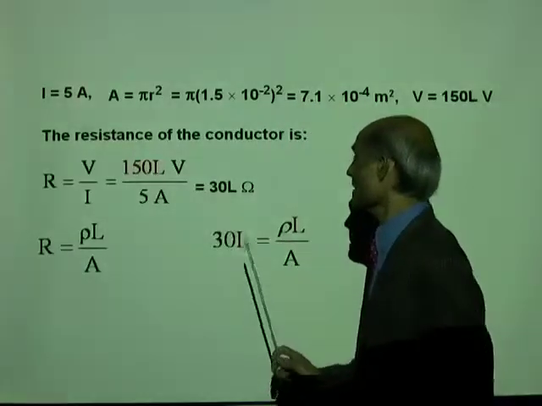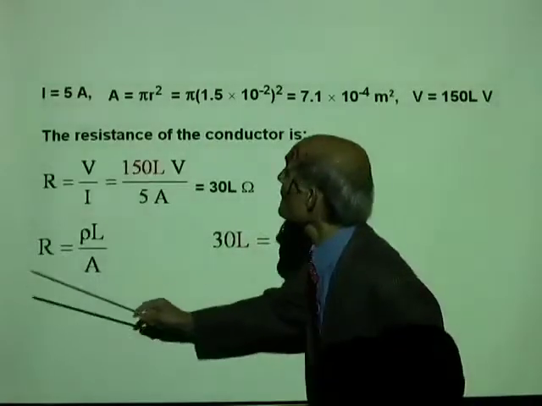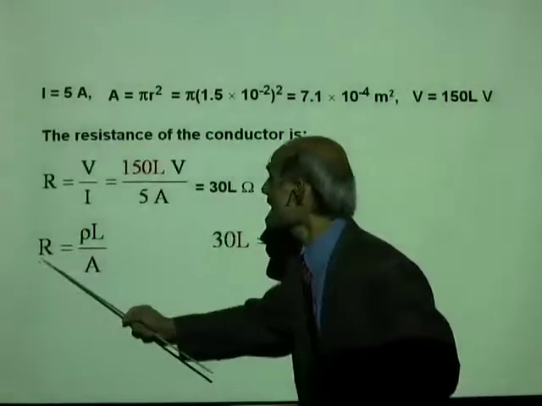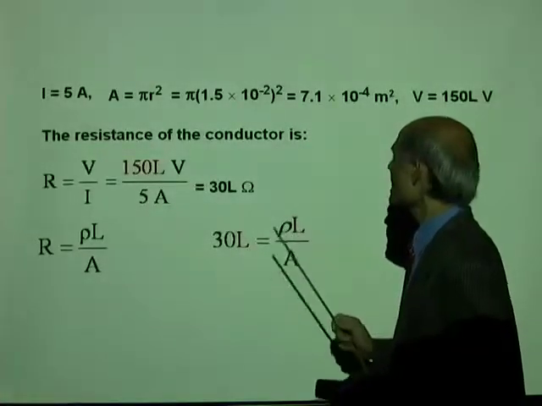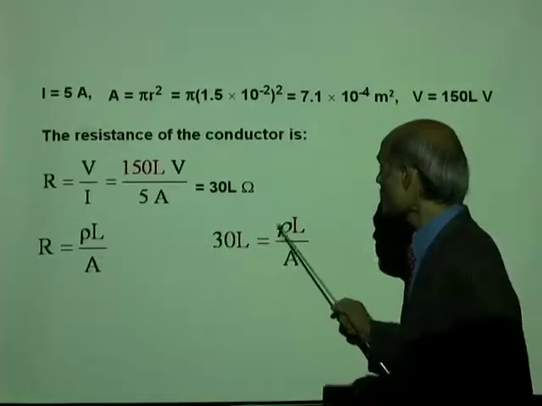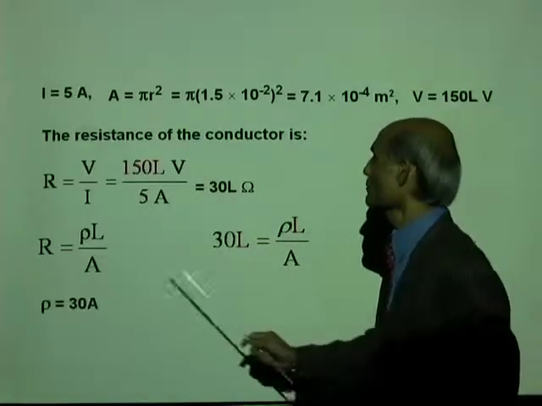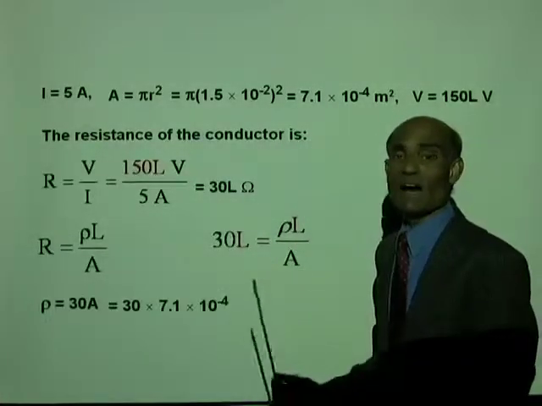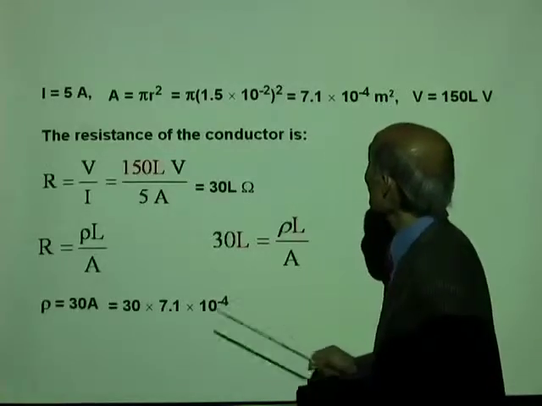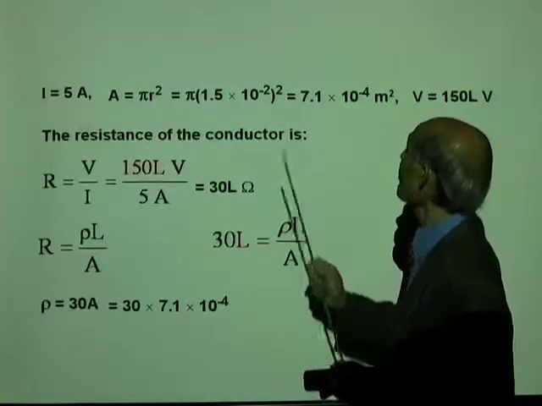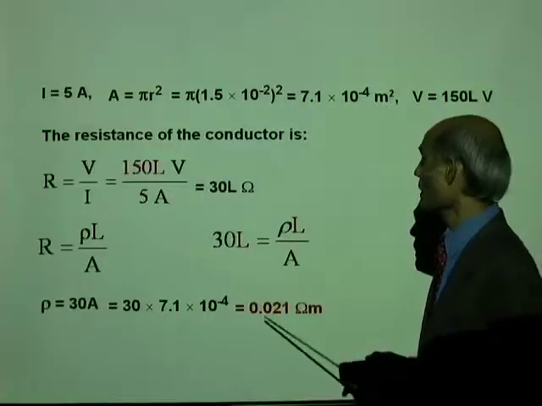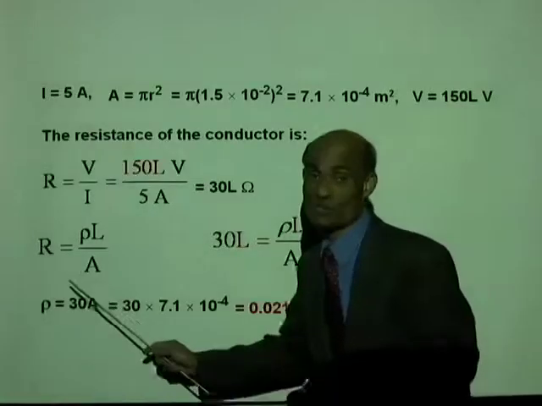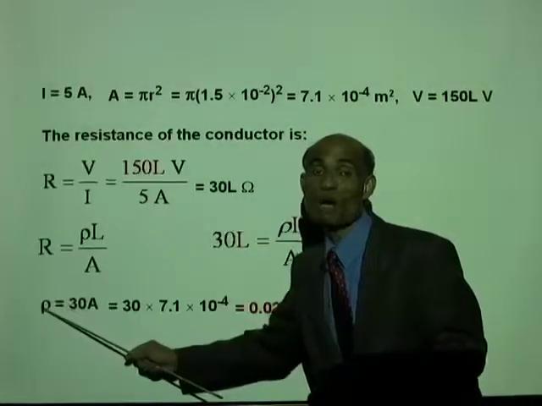Well, we don't need the length. We got R, we replace R by, what is our R? 30L. So 30L equal to rho L over A, and the length will cancel. We get therefore rho equal to 30A, and that will be 30 times the area of cross section, which we know is 7.1 times 10 to the negative 4, and that is 0.021 ohm meter. So this is what we were after, rho.